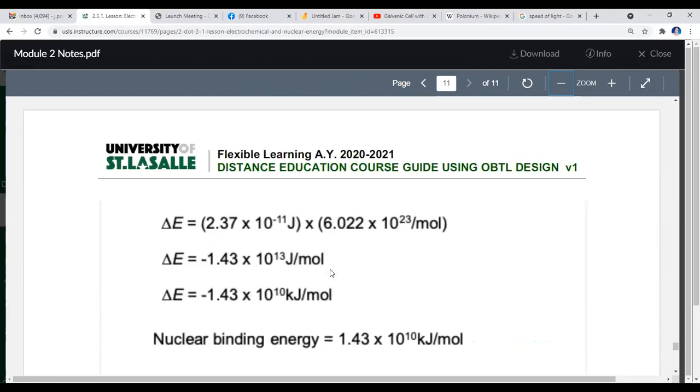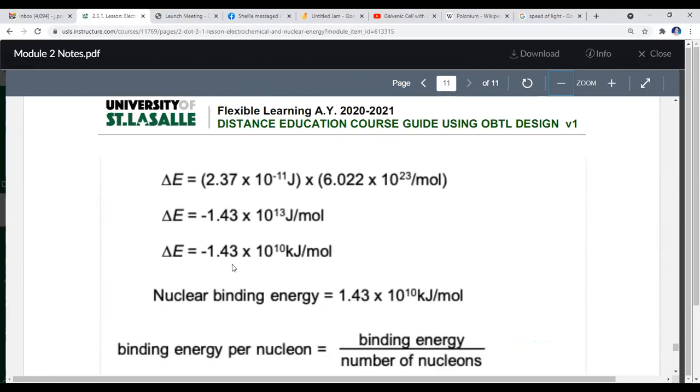Okay, conversion na siya, negative 1.43 times 10 raised to 10 kilojoule per mole of fluorine. So kilojoule per mole of fluorine atom. This is your answer now, 1.43 times 10 raised to 10 kilojoule per mole.